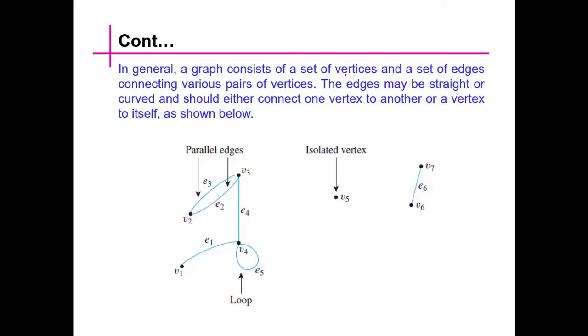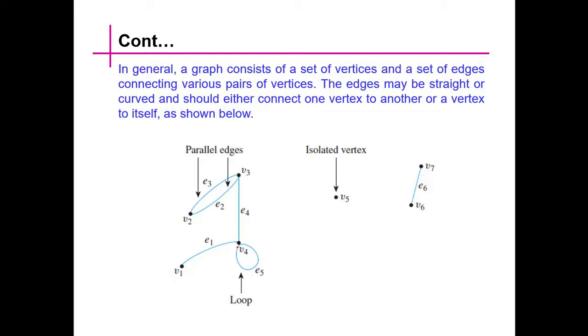In general, a graph consists of a set of vertices and a set of edges connecting various pairs of vertices. The edges may be straight or curved and should either connect one vertex to another or a vertex to itself, as shown below. So now we can see here that we have some set of vertices, and there are some edges which are connecting these vertices. So here we can see that V1 is connecting V4, and we have labeled these vertices and edges, so that it can be easily seen which vertex is related with what vertex.